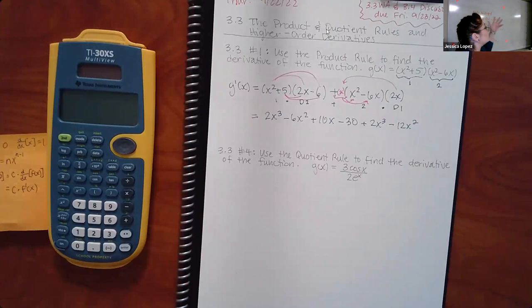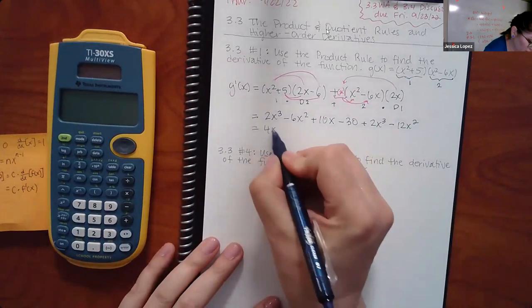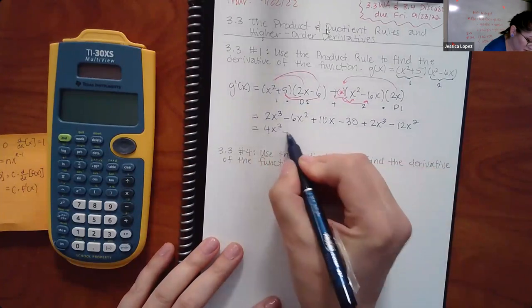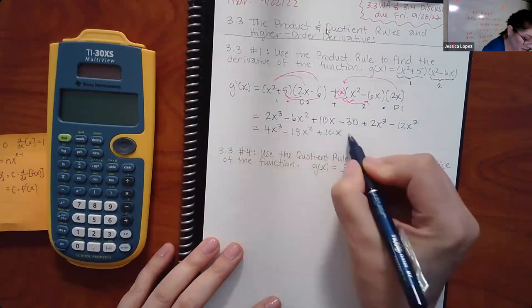And the pink is just what I'm visualizing. I don't have to write that. But what I'm visualizing is that 2x. So then we combine our like terms, we end up with 4x cubed minus 18x squared plus 10x minus 30.